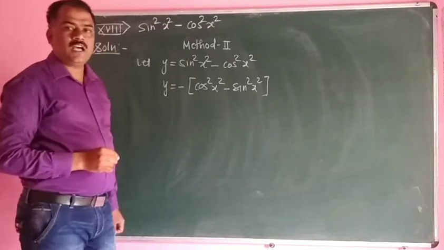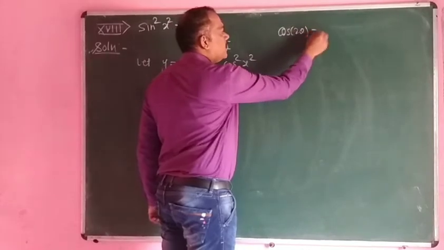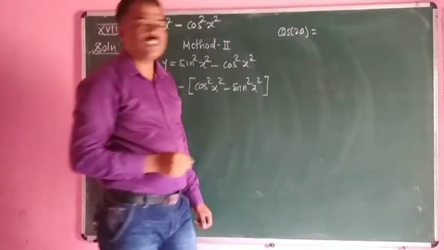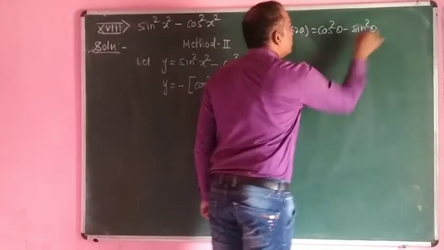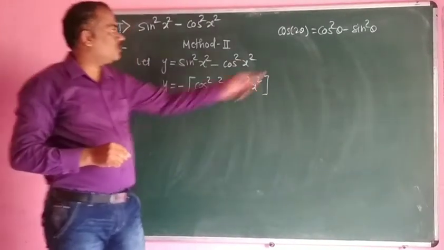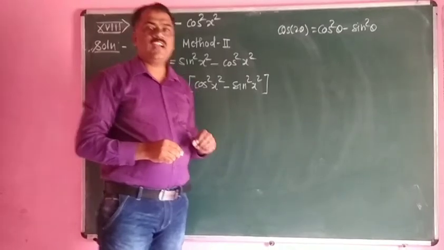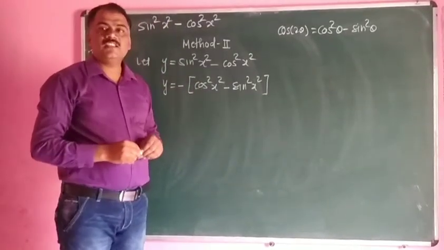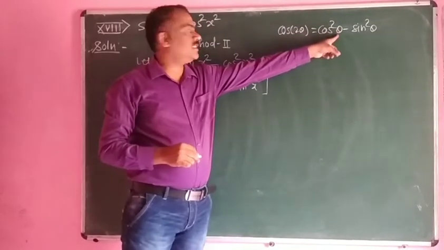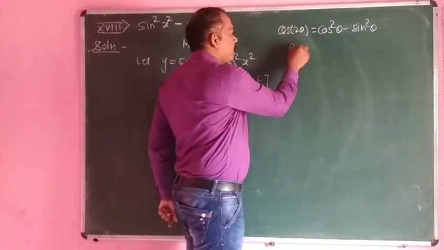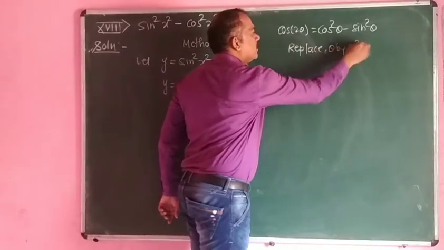We have to know the formula related to cos 2 theta. What is that formula? Cos 2 theta is equal to cos square theta minus sin square theta. Here what is the theta? Theta is the x square. So by using that formula, what do we write? If we replace theta by x square, what do we get?